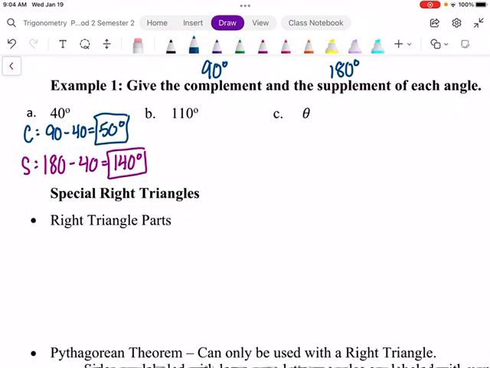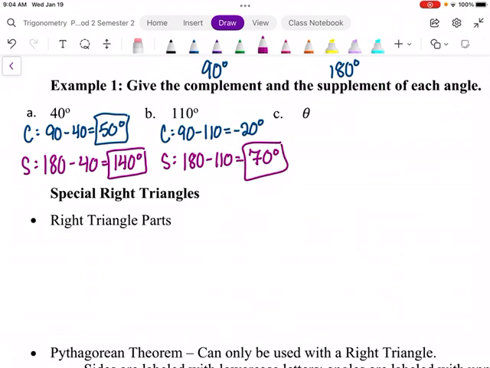Same thing, complement, we would take 90 minus 110, and for this one, we're going to get negative 20. And then for our supplement, we would take 180 minus 110, and we will get an angle of 70 degrees for our supplementary angle.